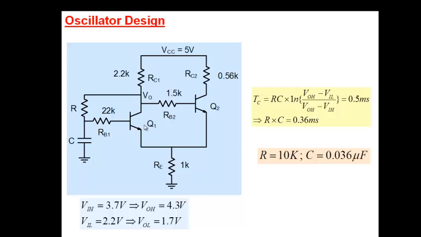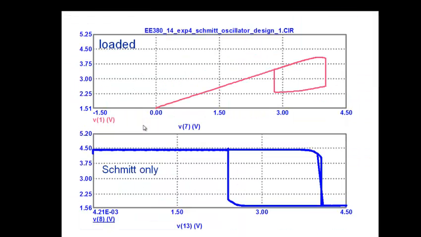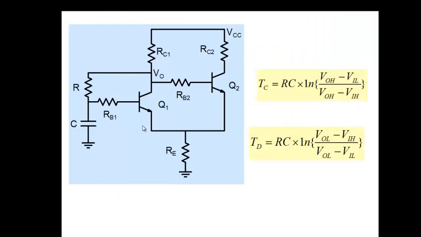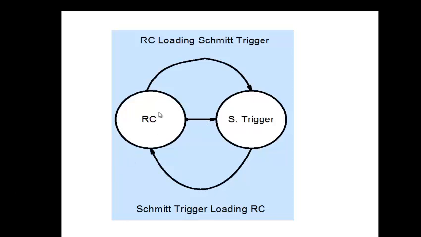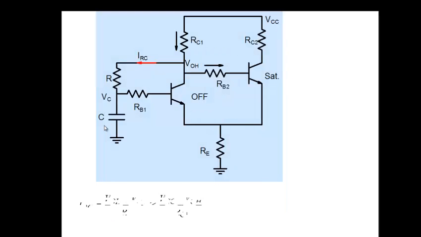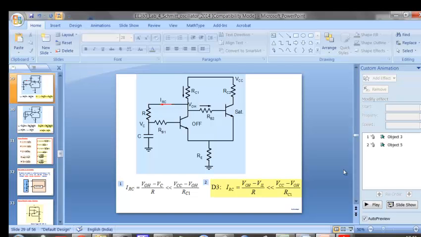All right, and so what is happening is the following. Basically, these equations that you see here assume that the RC circuit and the Schmitt trigger do not load each other. Whenever you have two blocks and you connect them, in general, both the blocks will affect each other, unless you take special precautions. So your RC circuit is affecting the Schmitt trigger, and the Schmitt trigger is also affecting the RC. Both are affecting each other. They're coupled together here.